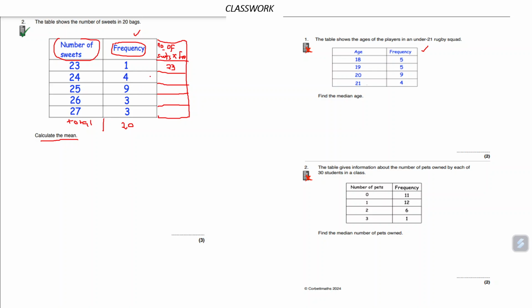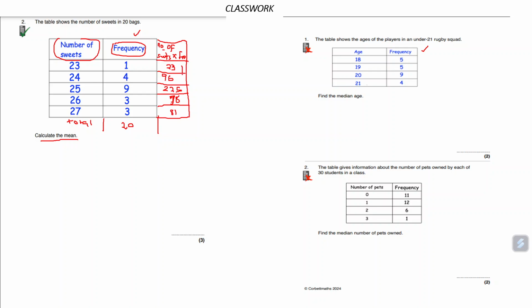24 times 4 will give us 96. 25 times 9 will give us 225. 26 times 3 will give us 78. Then 27 times 3 will give us 81.